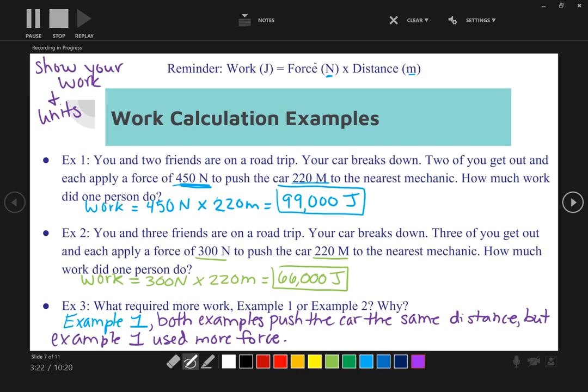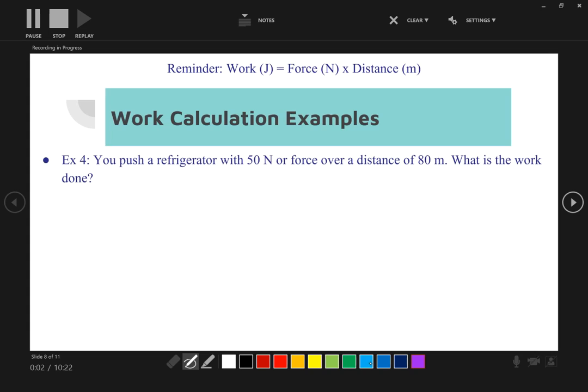Let's take a look at a couple more examples. Example 4. You push a refrigerator with 50 newtons of force over a distance of 80 meters. What is the work done? So remember our equation. Work is equal to our force, which has the unit of N. So find our number with N. So 50 N times our distance, which has the unit of M, 80 meters. Typing 50 times 80 in the calculator will get us 4,000. And don't forget the unit for work, which is joules.